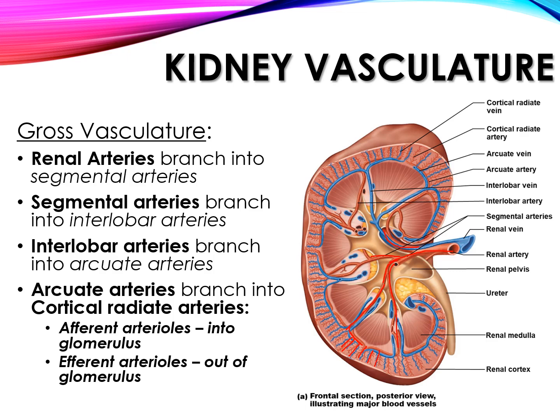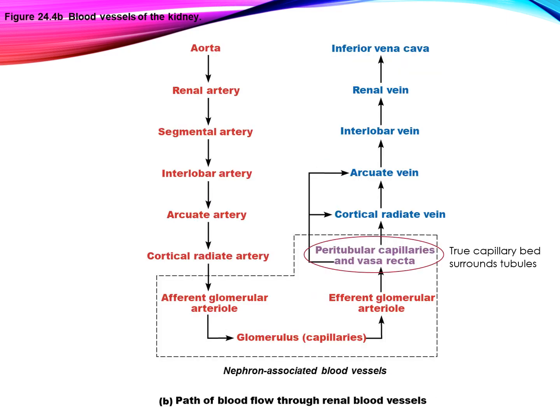So we have some arterioles that are going to go in and out of this structure called a glomerulus. The glomerulus is where all that filtration is going to happen. So we have to push the blood into and out of this glomerulus, and the blood is going to filter out of the glomerulus. Okay, so let's talk about that.